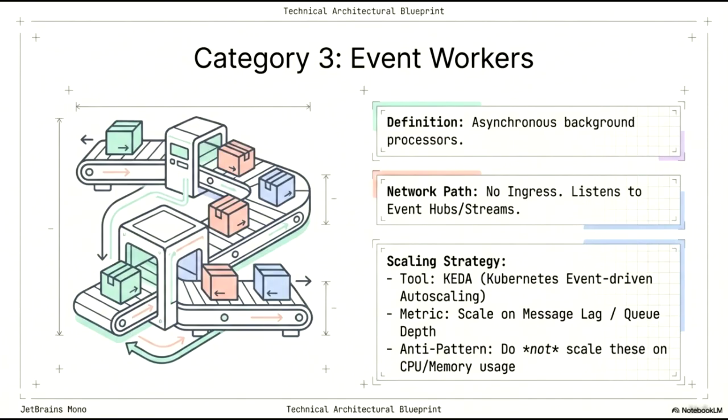Looking at the network path, these workers have no ingress. Instead, they function by listening directly to event hubs or streams. When establishing a scaling strategy for these components, we use KEDA, or Kubernetes Event-Driven Autoscaling. The most effective metric for scaling is message lag, or queue depth, as this directly reflects the actual workload demand. It is important to remember that scaling based on CPU or memory usage is considered an anti-pattern for event workers, as these metrics often fail to provide an accurate representation of the pending work in the queue.